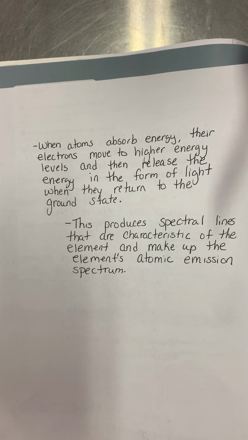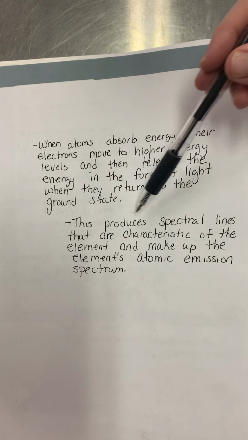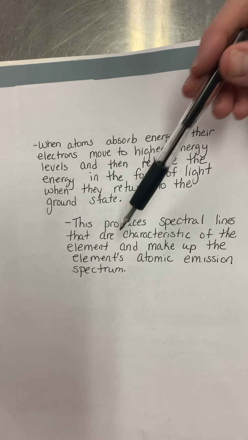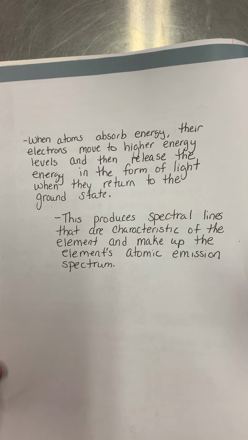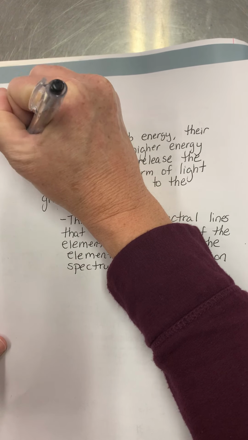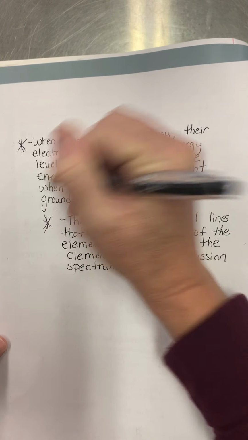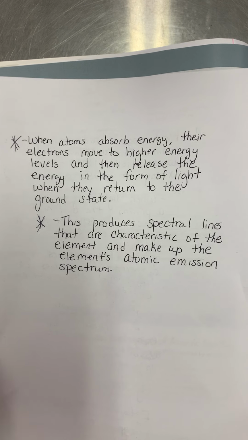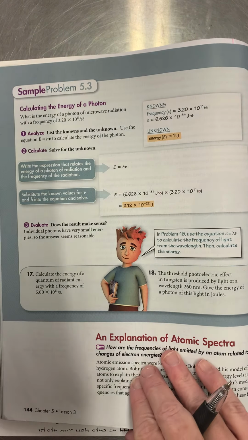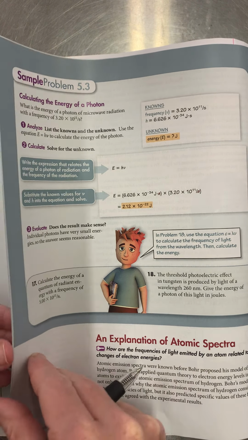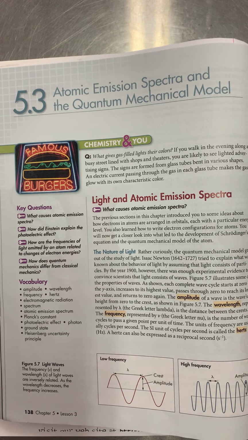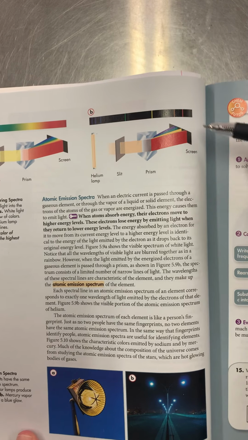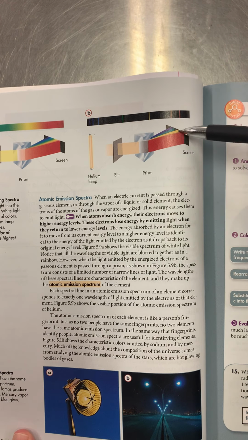Mr. Palmer, 2101, please. This produces spectral lines that are characteristic of the element and make up the element's atomic emission spectrum. So these are very important points that you're going to want to know moving forward. And remember that when we're talking about the atomic emission spectrum that is formed, we are talking about this thing right here. This is the atomic emission spectrum.